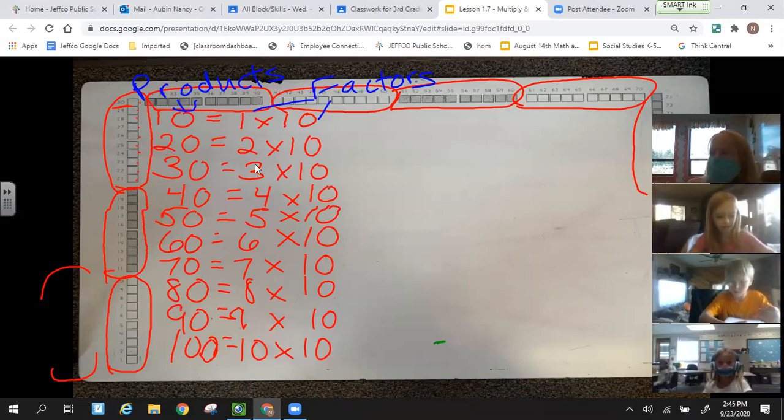All right, hey guys, did you notice that if you are doing the product, all you have to do is add a 0 to the factor? You just add a 0. Is that kind of what you were saying? You just add a 0 to the first factor, and you'll get the product. Good thinking, Sunny.